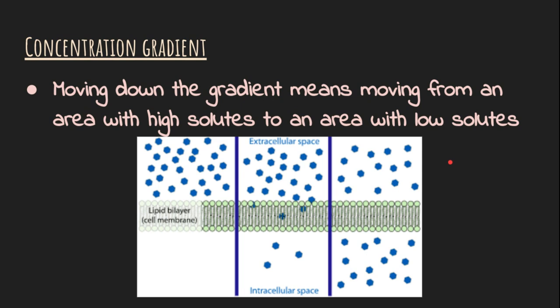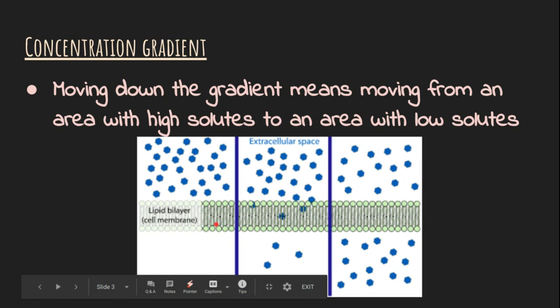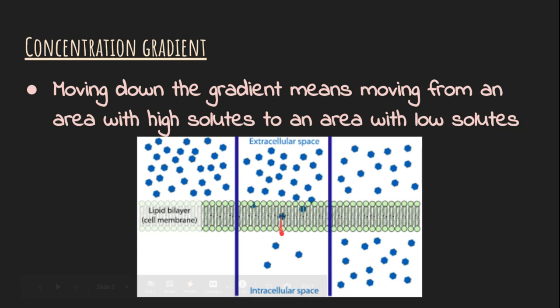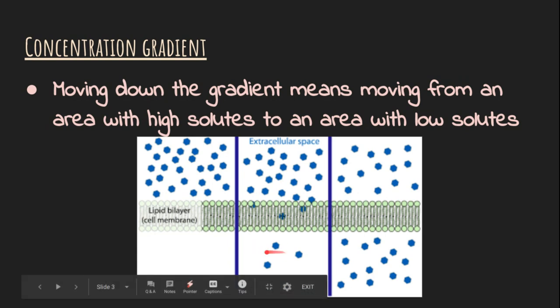So when we say something is moving down the gradient, it means that it's moving from an area with high solutes to an area with low solutes. Here's what I mean by this. If you can see here, this is the membrane, and on one side of the membrane, there's a lot of solutes, and it's going to want to move towards an area where it doesn't have a lot of solutes. So they're really crowded here. And when they're crowded, they want to move away from that crowded area. So this is what they're going to do.